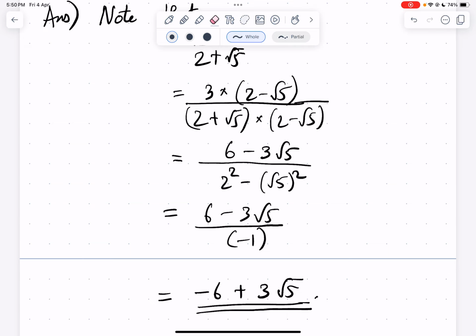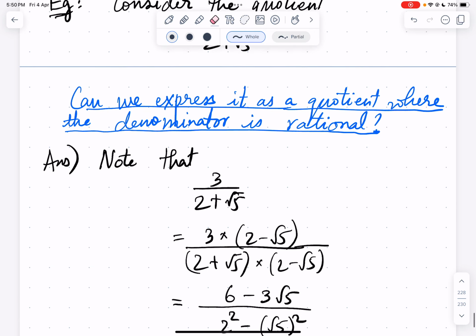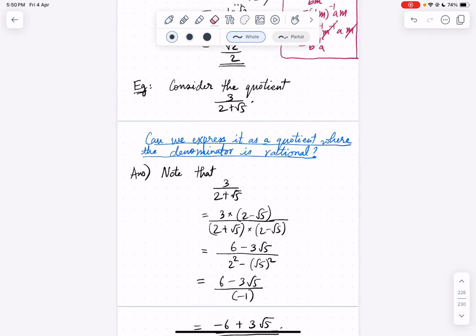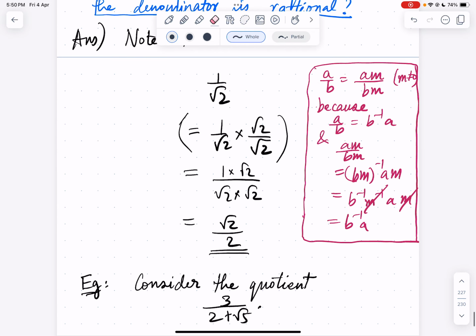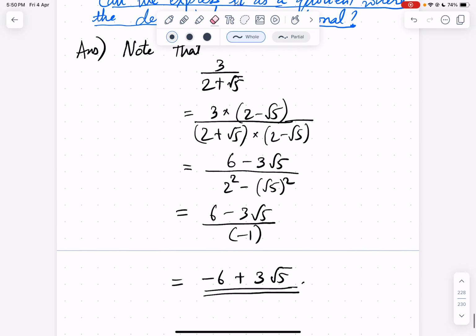So yeah, I think these are the basic examples, and that's all for this part. See you in the next part.